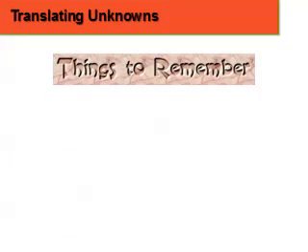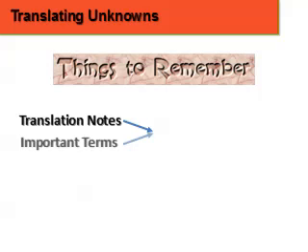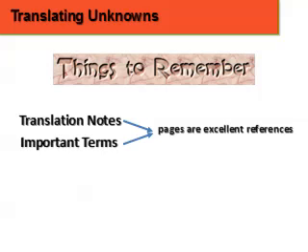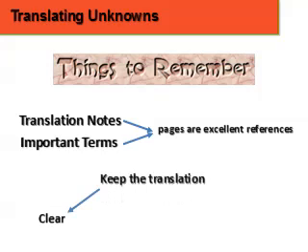This concludes the lesson on how to translate unknown historical facts. Remember, the translation notes and the important terms pages are excellent references when you are uncertain as to the meaning of a source word that relates to unknowns such as animals, historical facts, or cultural practices. Look at the lesson on each category to learn more. At all times, remember, keep the translation clear, natural, and accurate to the meaning.